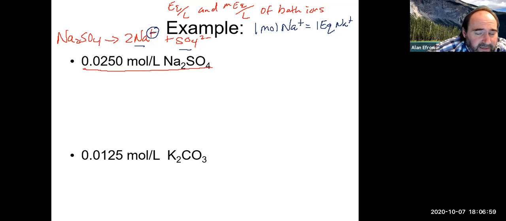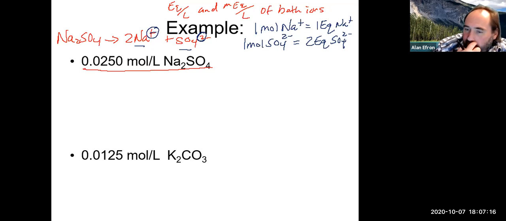I could also, for my sulfate, say for every 1 mole of sulfate, there are 2 equivalents of sulfate. Again, the 2 is coming from the actual charge on the sulfate. For both of those, we could write 2 conversion factors, and we'll get to using them in just a second. But the first thing I want to do is look at just the sodium ion first.